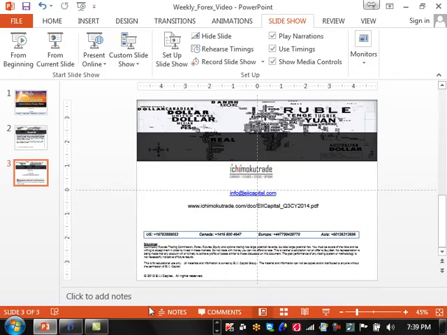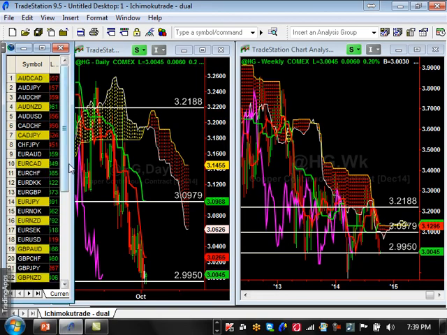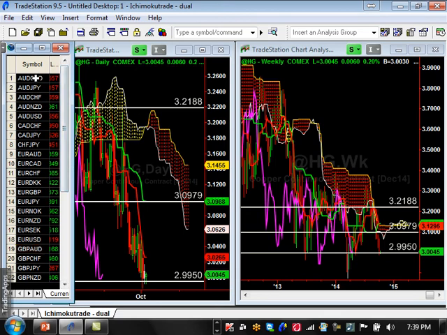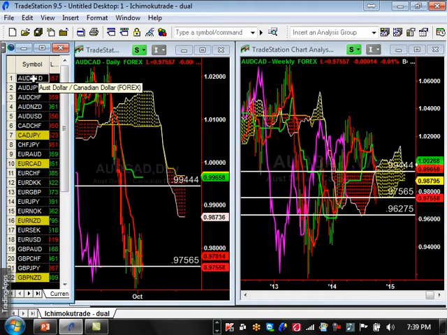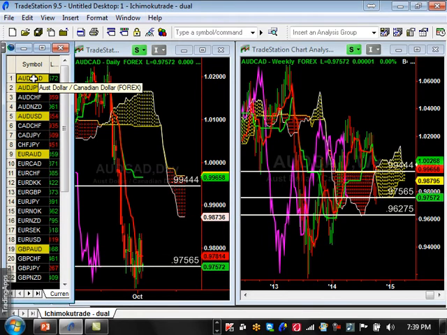Okay, so let's go straight to the charts and start looking at everything here. Remember, the left hand side is the daily time frame, the right hand side is the weekly time frame. First one, we're going to go to Australian CAD.